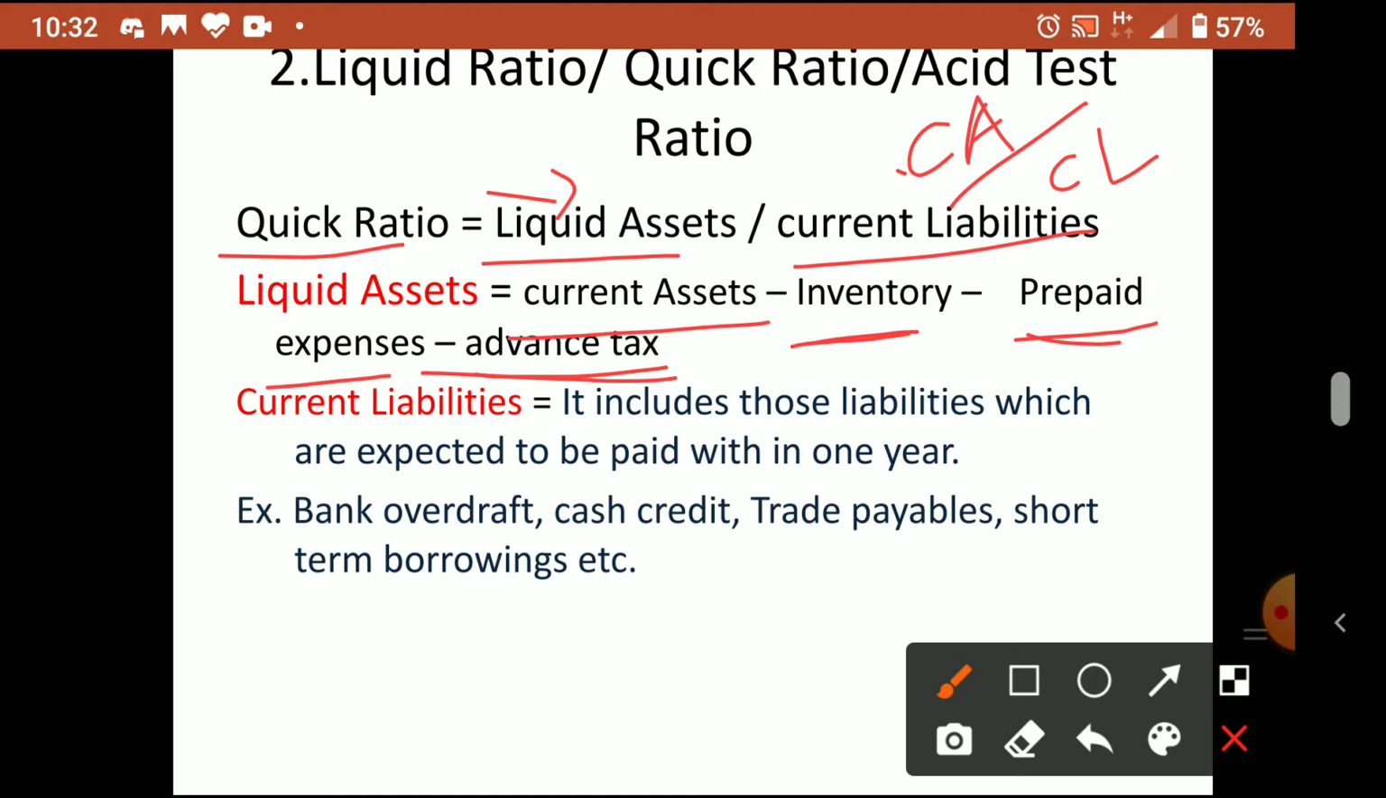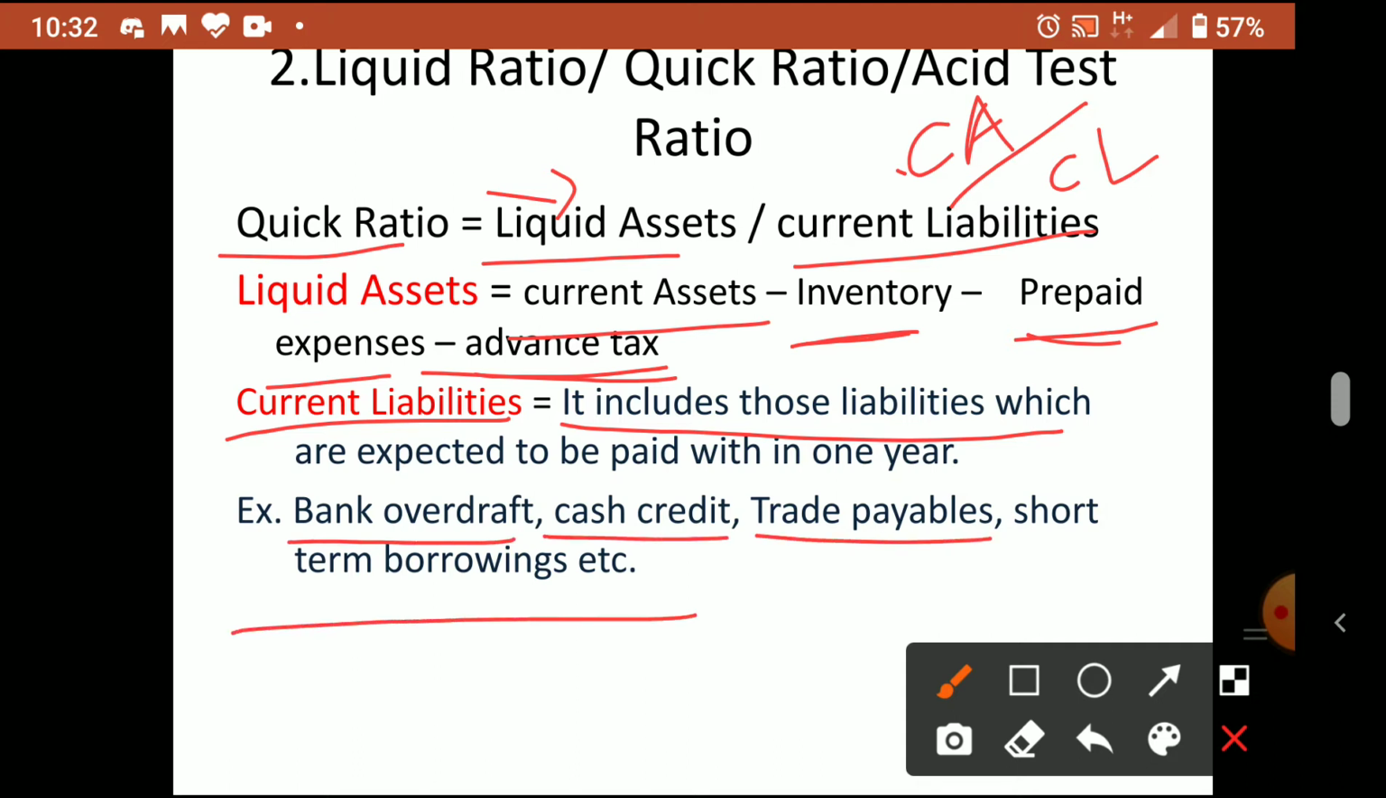Now current liabilities as usual, what we discussed in the class, no change in that. Current liabilities are those liabilities which we have to pay within 1 year. Remember, assets are always our own properties, liabilities are the amount we have to pay to outsiders. Some liabilities we have to pay back to the owner, that is called capital. Business liability towards the owner is known as capital. Business liability towards the outsider is known as pure liabilities. These current liabilities include bank overdraft, cash credit, trade payables, short term borrowings, etc. These are the items included in current liabilities.